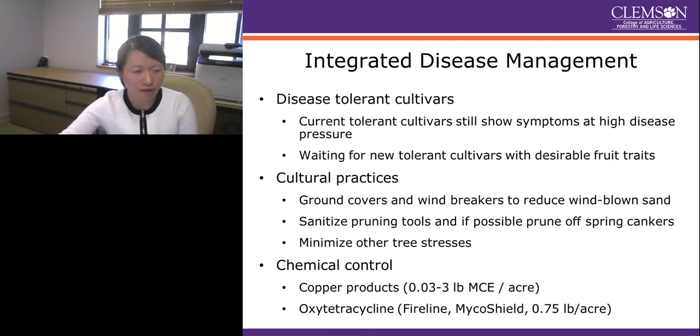Currently, the most common disease management practices still rely on the season-long application of copper and oxytetracycline products. But these chemical controls also have limited efficacy. Oxytetracycline can break down in 2 days on sunny days, and copper products can cause phytotoxicity, which will also contribute to early defoliation and impact tree performance.